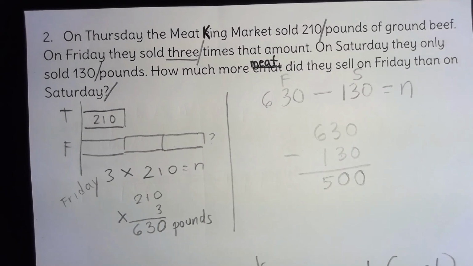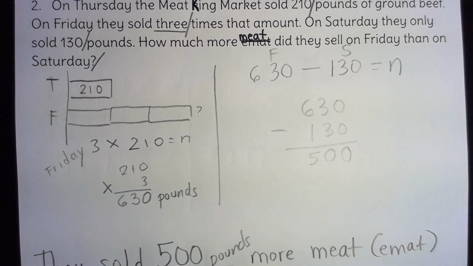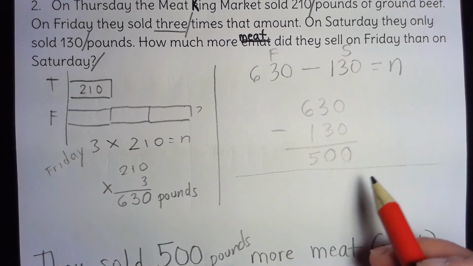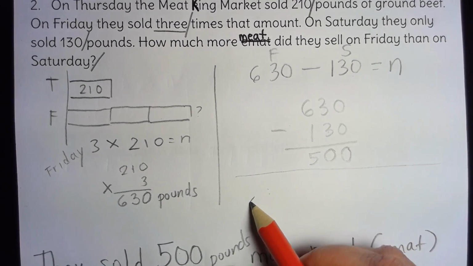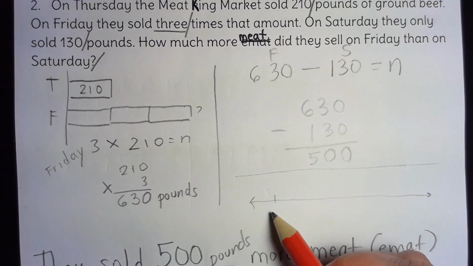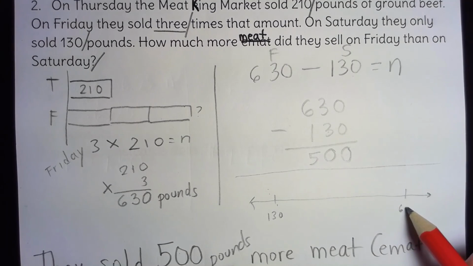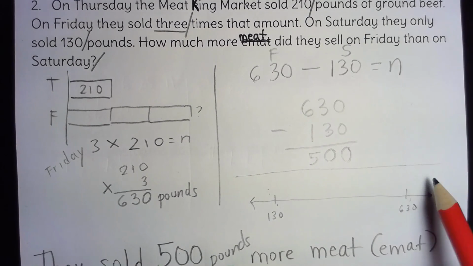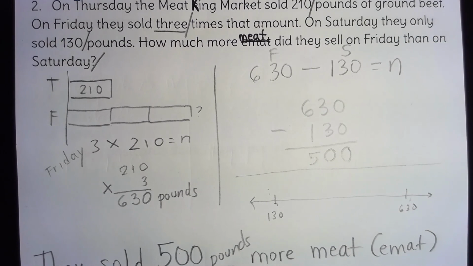Okie dokies, artichokes. By the way, another way you could have thought about it was that if Saturday has 130, if you think about it on a number line, if someone's at 130, how much bigger is 630? You're thinking that's definitely a subtraction because you're trying to get from here to here. So it's definitely a subtraction problem.